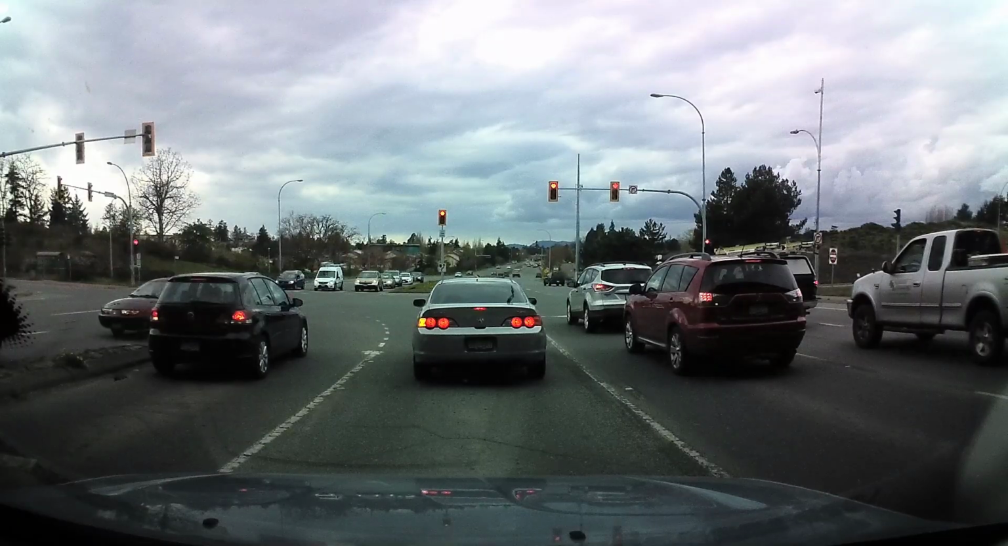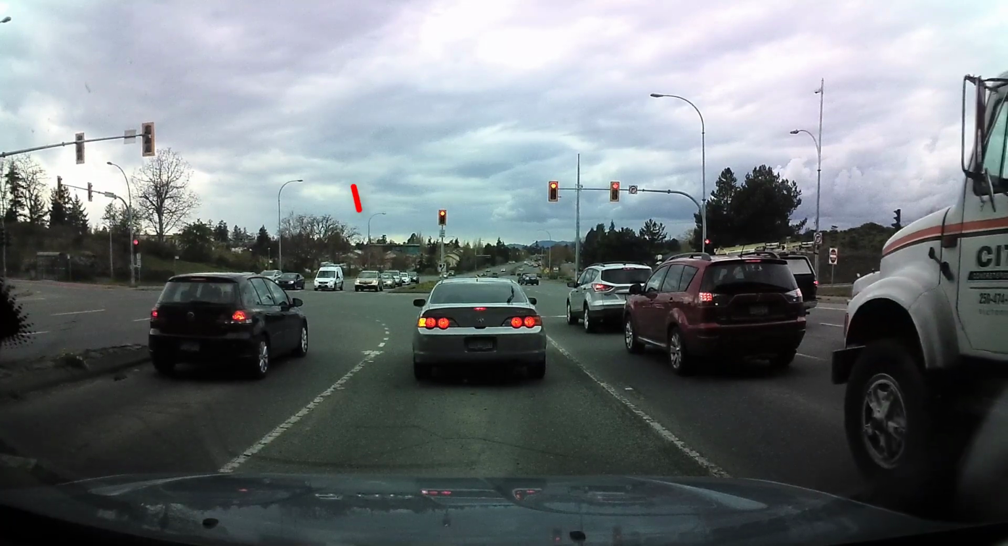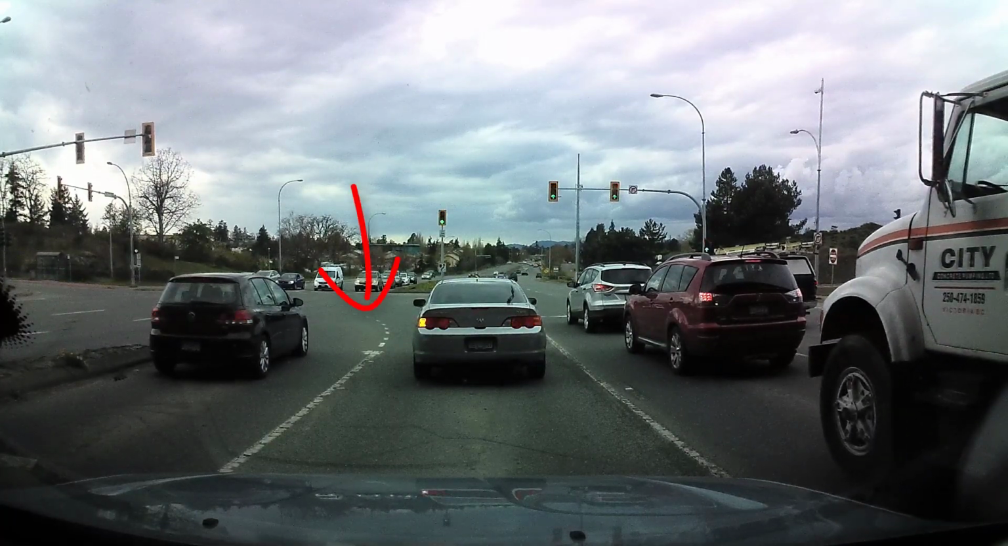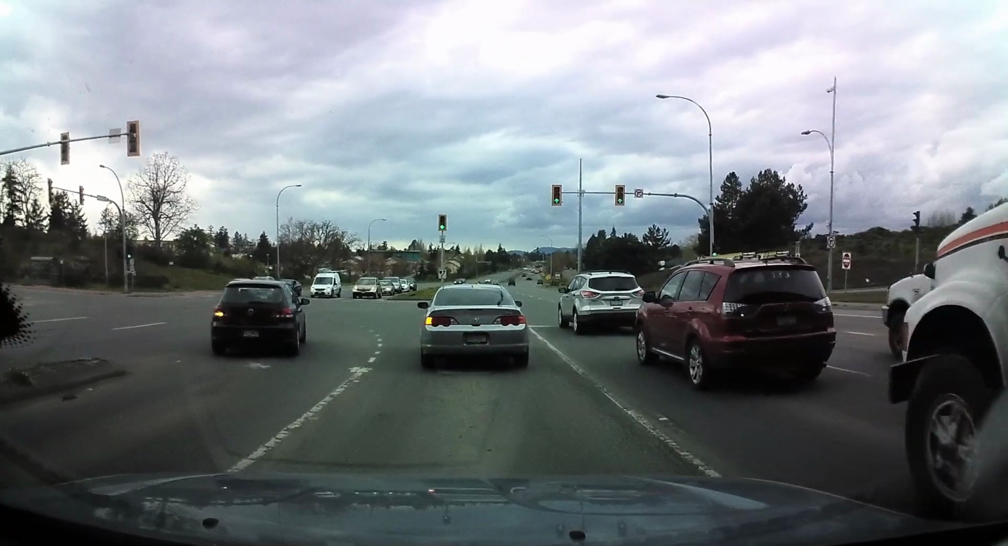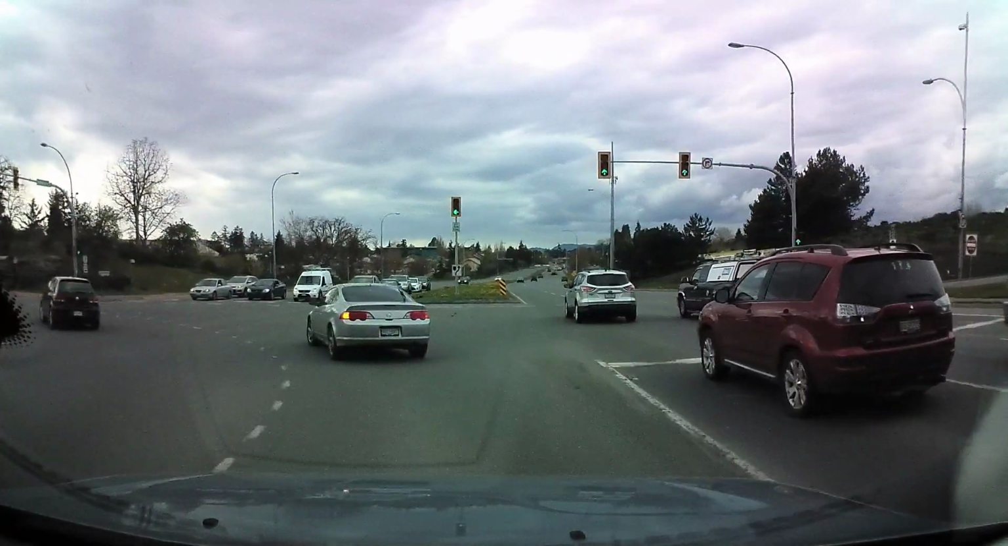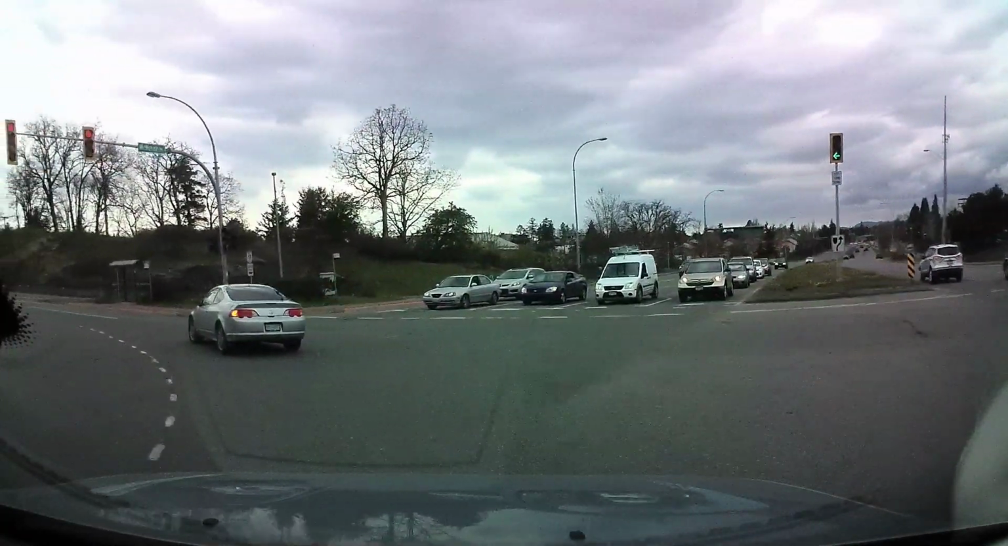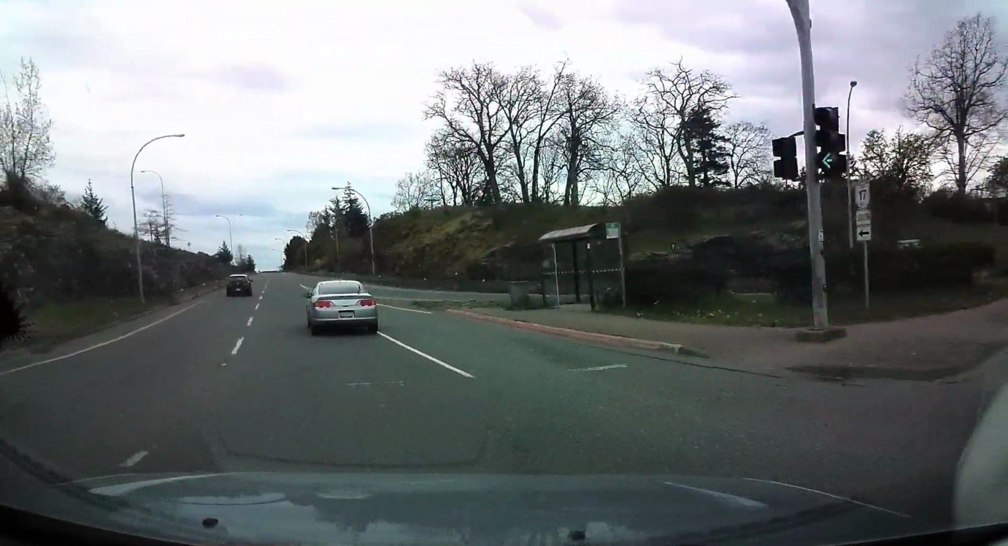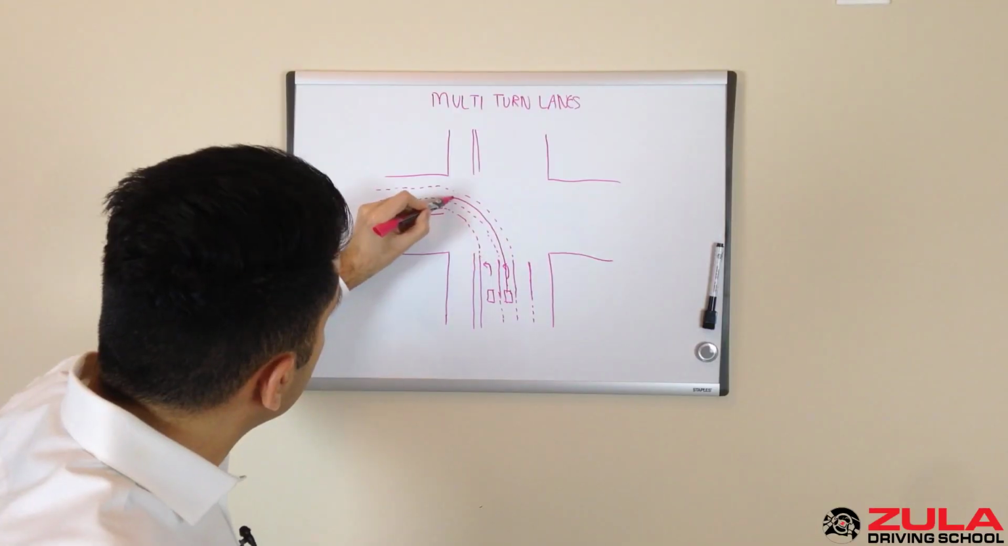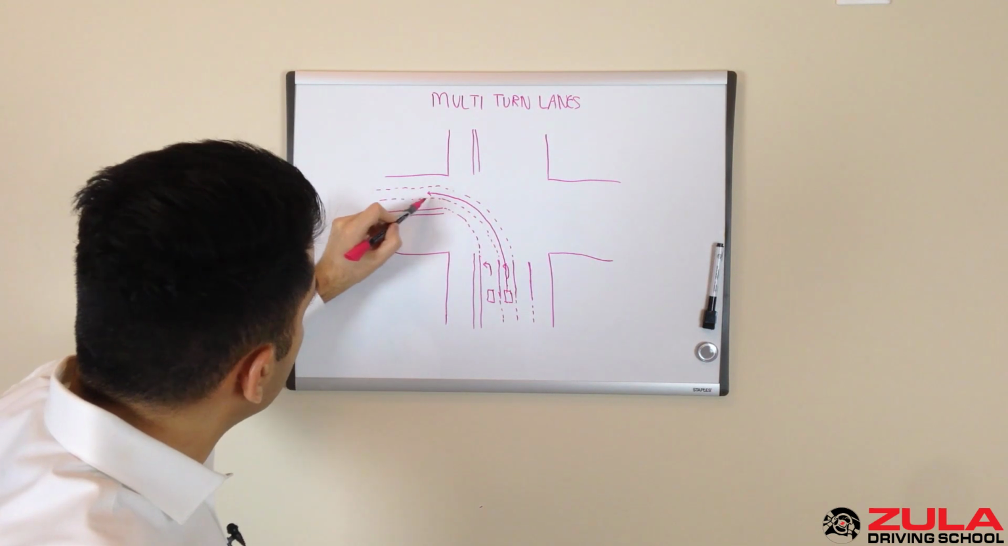So one way you can remember where you're at is to look at one of these lines and see which side of your vehicle it's on. So let's say you're this car and you look over at this line here and you know it's on the left-hand side of your vehicle. As you're turning, make sure that that dotted line stays on your side.